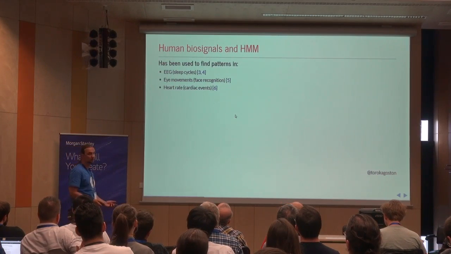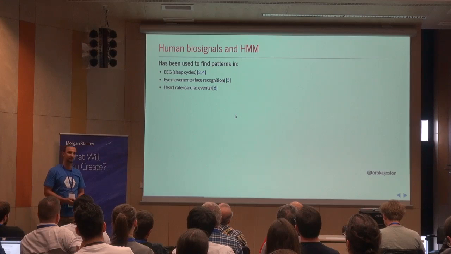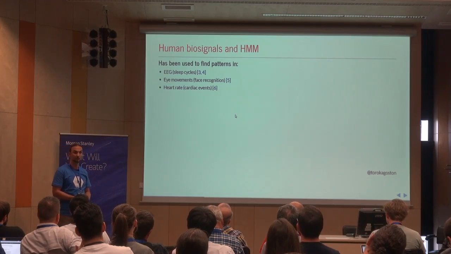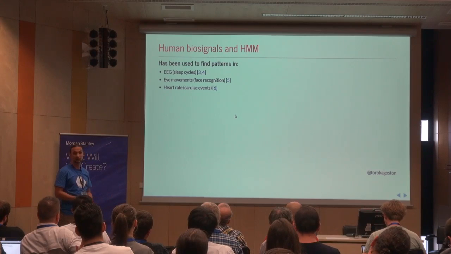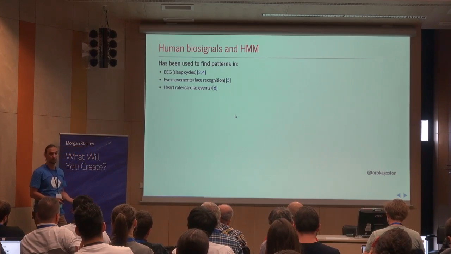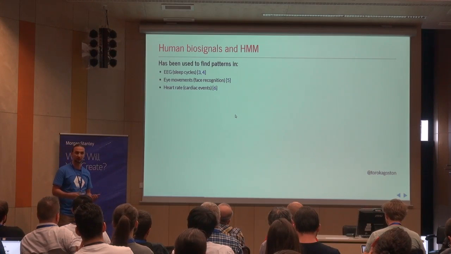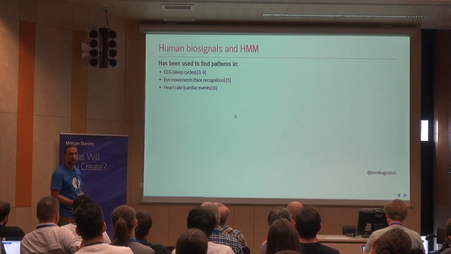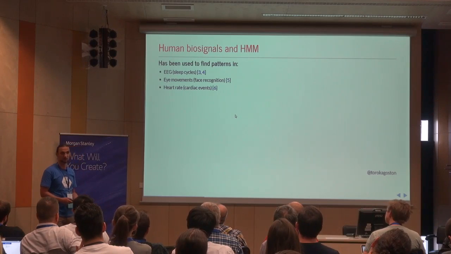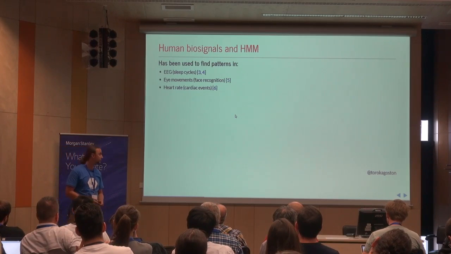Human biosignals are also a very good use case of hidden Markov models. And actually, we are not the first ones to use hidden Markov models to study human biosignals. Sleep cycles in EEG have been analyzed by this unsupervised technique. Also, eye movements and how facial recognition is done by a human have been studied using hidden Markov models. And as a third use case, cardiac events have also been explored using hidden Markov models.